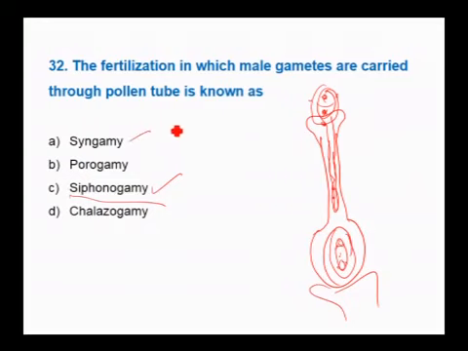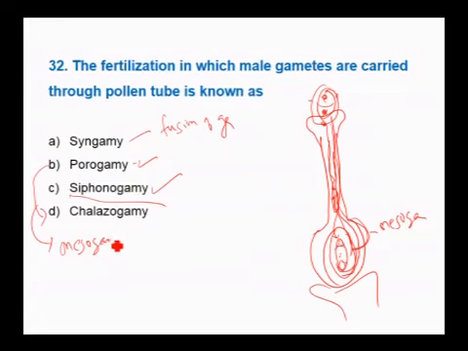Syngamy is the fusion of gametes. Porogamy: when the pollen tube enters through the micropylar region, we call it porogamy. Chalazogamy: when it enters through the chalaza, we call it chalazogamy. If it enters laterally through the integuments, we call it mesogamy. So porogamy, chalazogamy and one more term, mesogamy, are the terms used based on the entry of the pollen tube into the ovule.